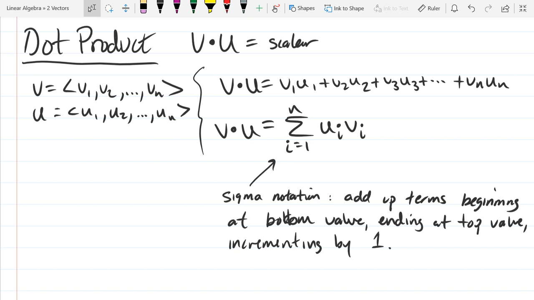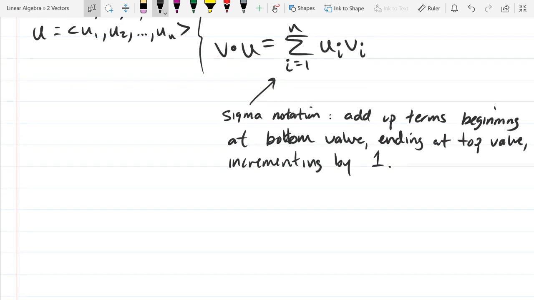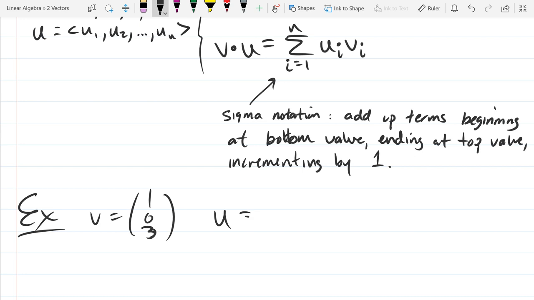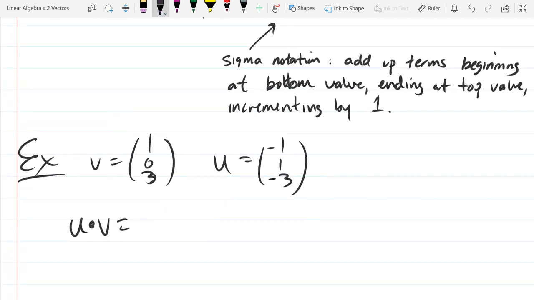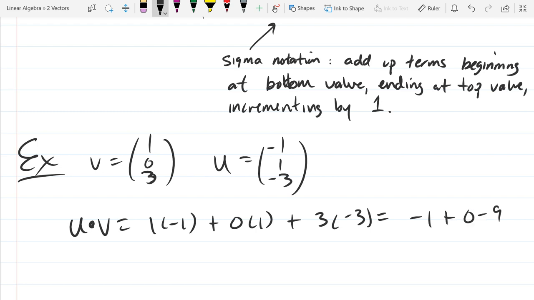All right, so let's do one example. Let's just take those vectors we were working with a minute ago. I think they're 1, 0, 3, and negative 1, 1, negative 3. So we're going to take the dot product of u and v. We have 1 times negative 1 plus 0 times 1 plus 3 times negative 3. So that's negative 1 plus 0 minus 9. And we get negative 10 for that dot product.